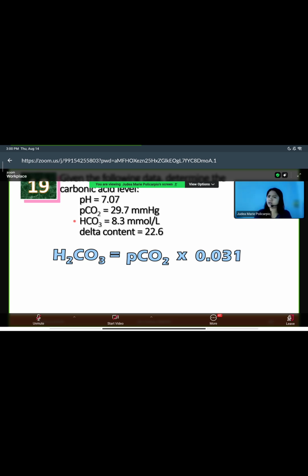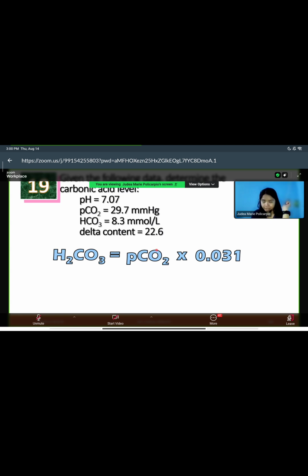31. Now, that sounds and looks familiar. Saan natin nakikita itong PCO2 multiplied by 0.03 or 0.031? You can find that on the denominator of the Henderson-Hasselbalch equation. Okay, di ba ito yon? Denominator yan.